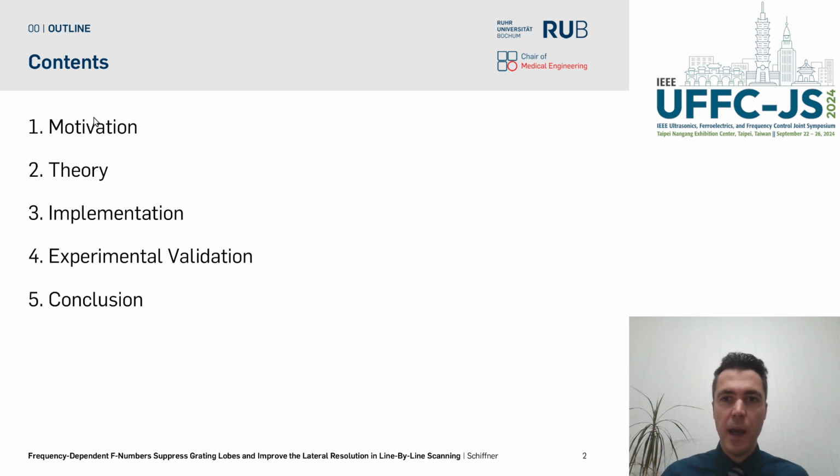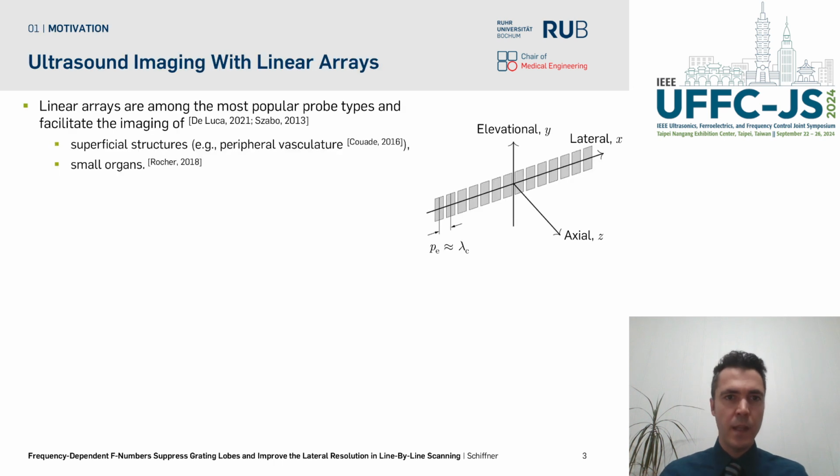At the beginning, I would like to introduce the grating lobe problem of linear arrays and explain a solution that is known as dynamic aperture. I will then propose two methods to compute f-numbers, which are important parameters of dynamic apertures, and describe a simple implementation. Subsequently, I will present the results of 3 experiments that validate this implementation. In the end, I will summarize the most important findings. Let us begin with the motivation.